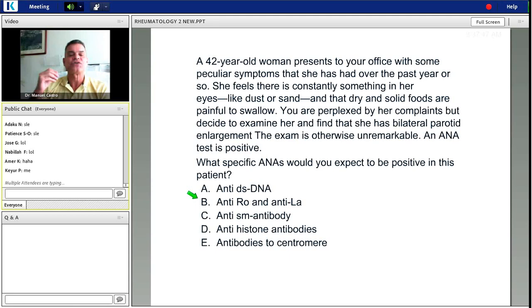Okay. Now, what about anti-Ro and anti-La? Where do we have here that anti-Ro and anti-La? Yes, you can see it in neonatal lupus and Sjogren's. Absolutely. Neonatal lupus and Sjogren's. Sjogren's actually has both of them. So very, very common in Sjogren's. Now, we thought that this patient with her dry eyes, dry mouth, and parotid enlargement probably had Sjogren's, and that is completely correct.